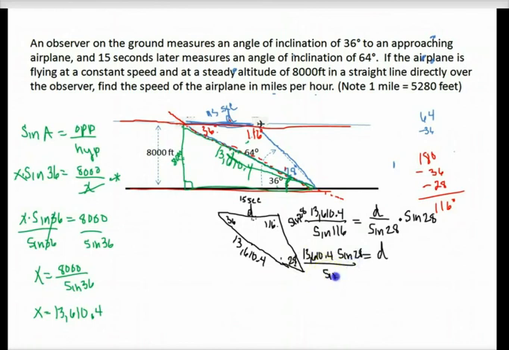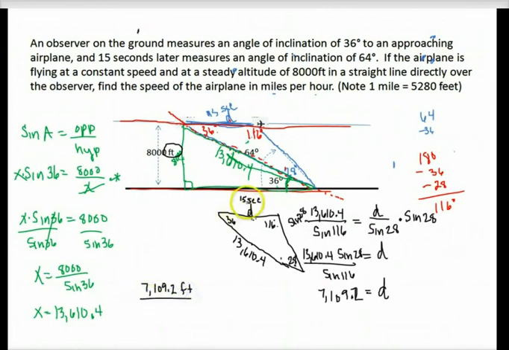So 13,610.4 times the sine of 28 divided by sine 116. If we just calculate that, that will give us the distance d. And we have d is approximately 7,109.2. That's my distance. Are we done? Unfortunately, no, because that's not what they wanted in the end. Okay, we ended up with feet, and they want speed, and not just speed, but speed in miles per hour.